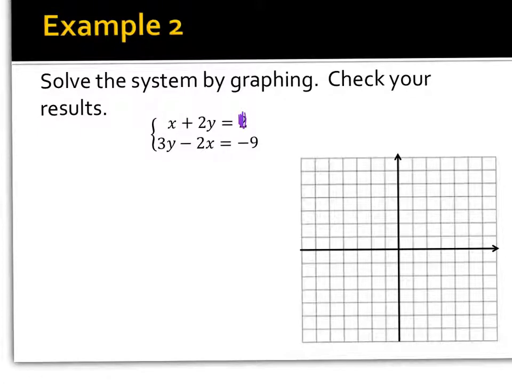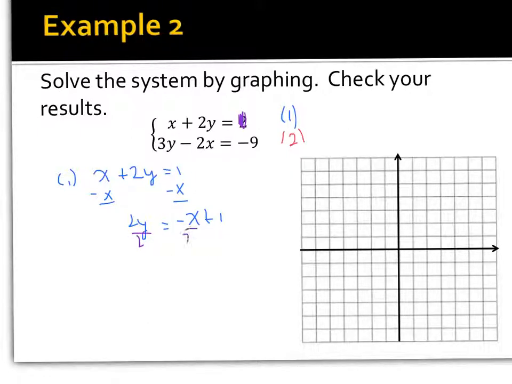Again, I'm going to label these equations. This will be equation 1, and this will be equation 2. In equation 1, I'm going to solve for y, so x plus 2y equals 1. I'm going to subtract the x, and I get 2y equals negative x plus 1. Then I'm going to divide by 2, divide by 2 here, divide by 2 here, so that I get y equals negative 1/2 x plus 1/2.